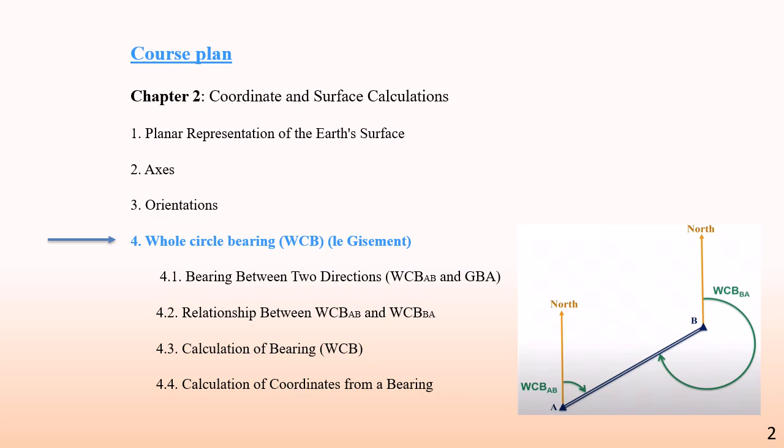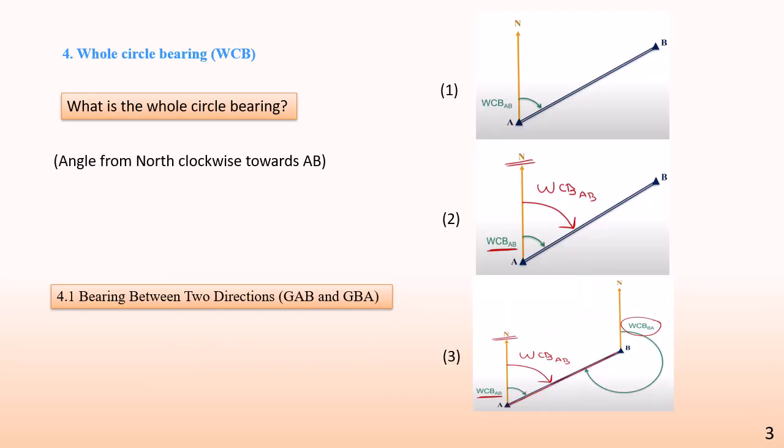The fourth section, which we're focusing on today, deals with whole circle bearing (WCB), also known as gisement in French. This concept plays a very important role in determining directions and positions in topographic surveying. Throughout this part, we are gonna go through 4 key subtopics that will help us understand how to calculate bearings and use them to determine coordinates. So let's start with the definition of the whole circle bearing.